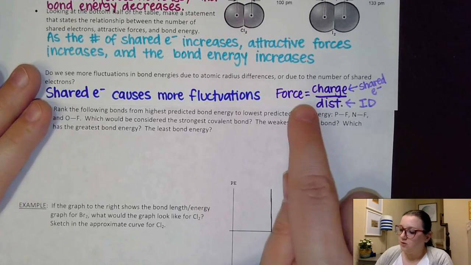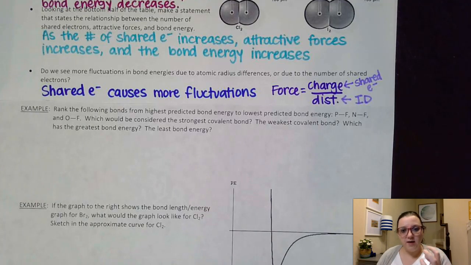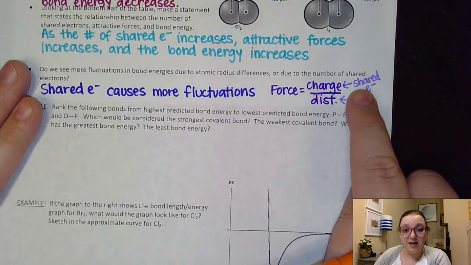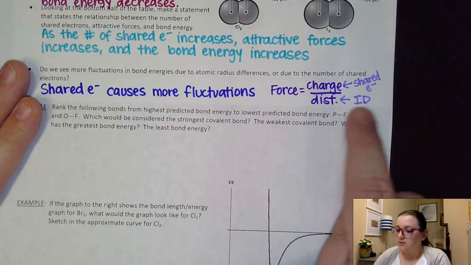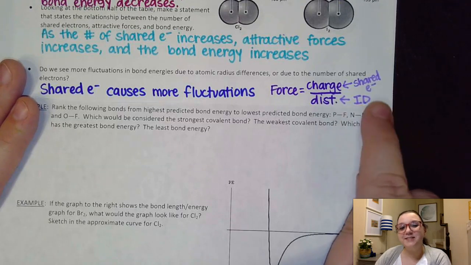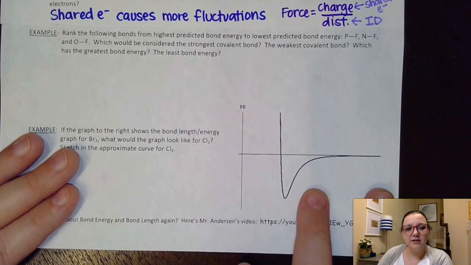So thinking back to Coulomb's law here, force equals charge over distance. So when we are dealing with a covalent, our charge piece of this is going to be the shared electrons, and the distance is still going to be that internuclear distance. I abbreviated it ID for internuclear distance, okay? All right, we got 2 questions down here that we're going to answer together.